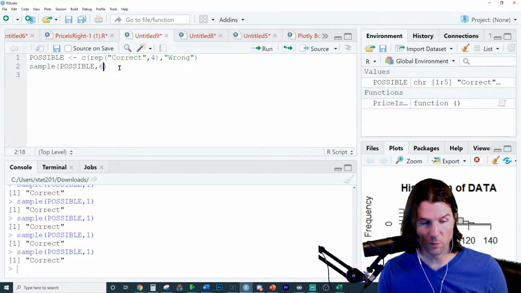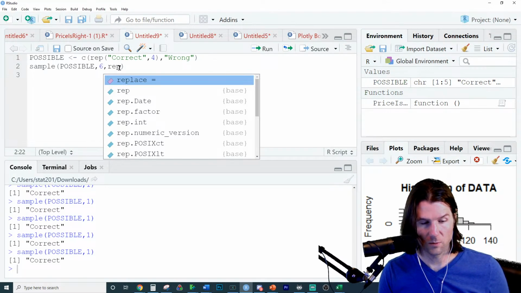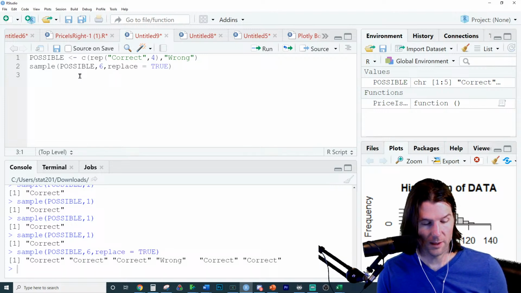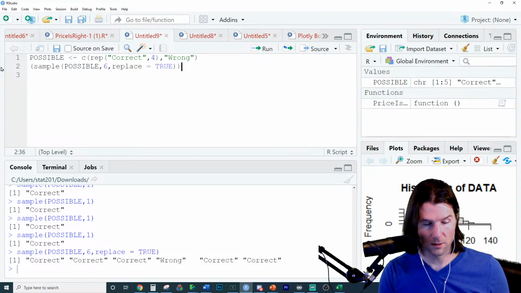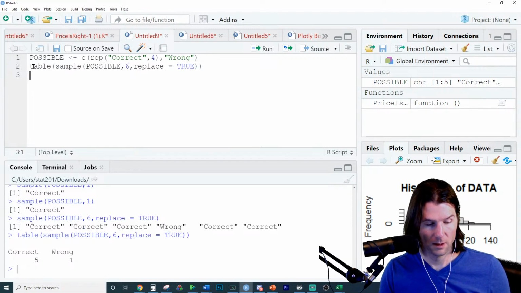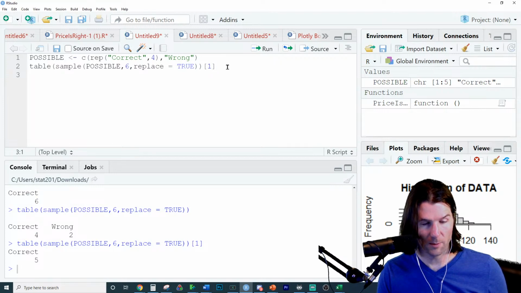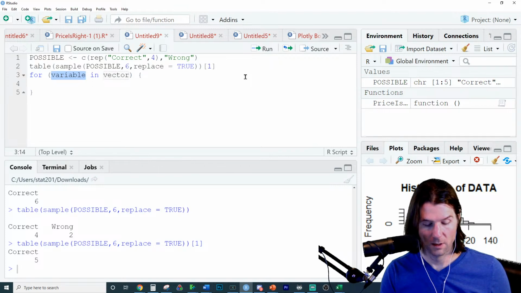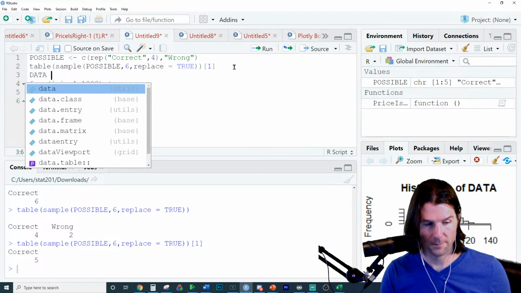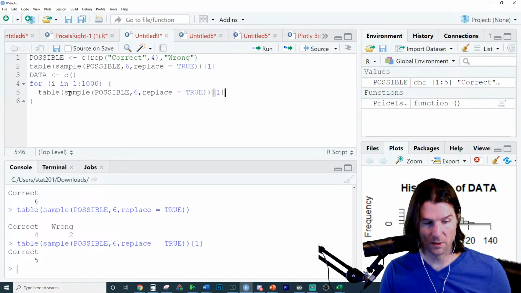And then what we're going to do is repeat, so let's set replace equals true. And there we go. And then we're going to put this inside of a table. And now we see how many we get wrong. So that's just sampling 6. Sometimes we get them all correct. And then we're going to take the first value in the table, which is how many we get correct. And then we're going to go right here to a for loop, for i in 1 to 1,000, and store the data. And then we're going to do this right here.